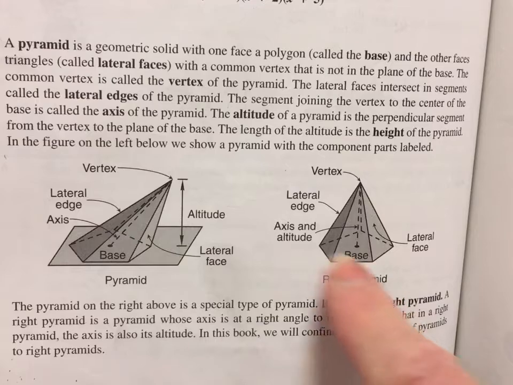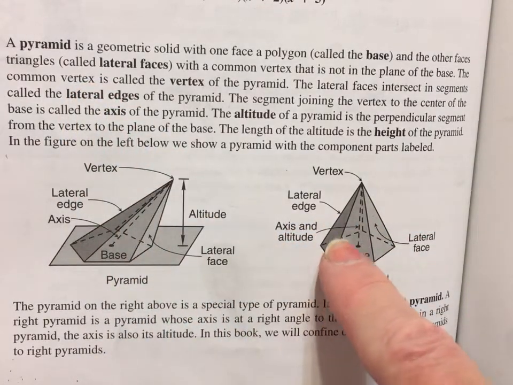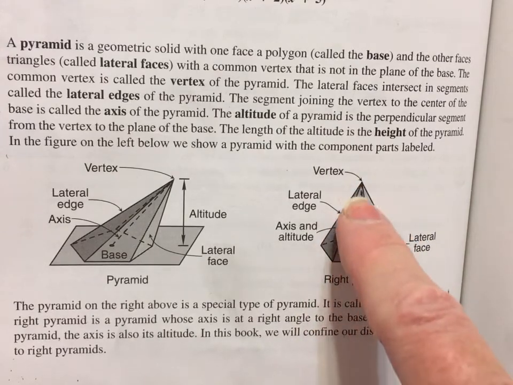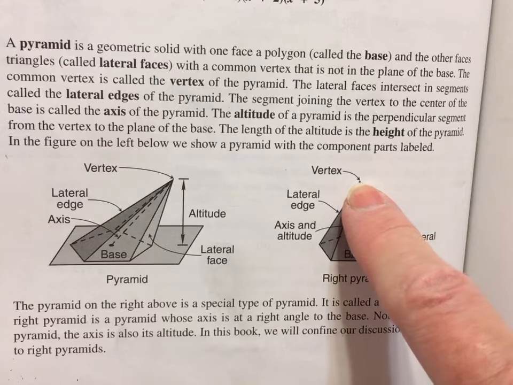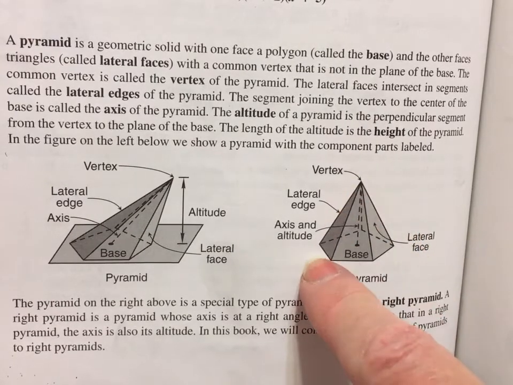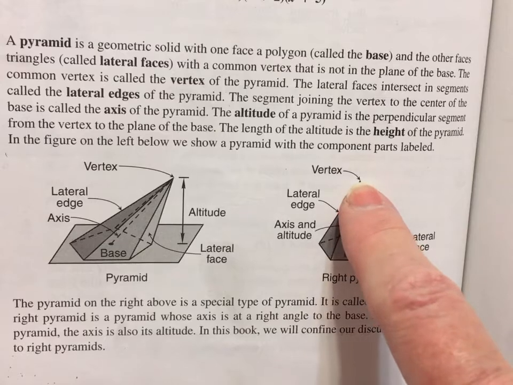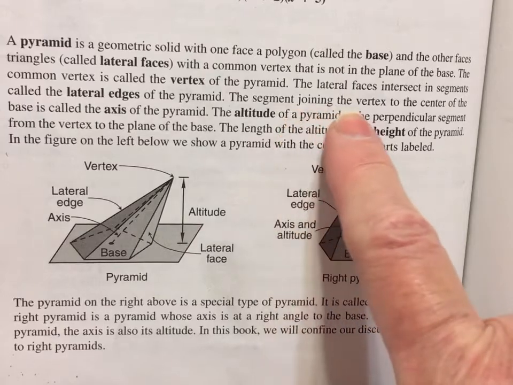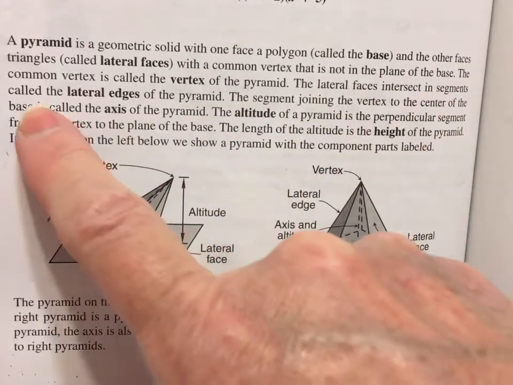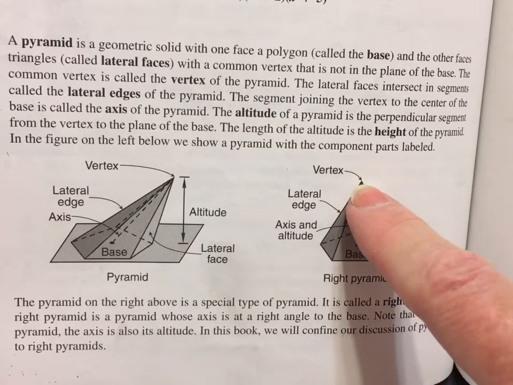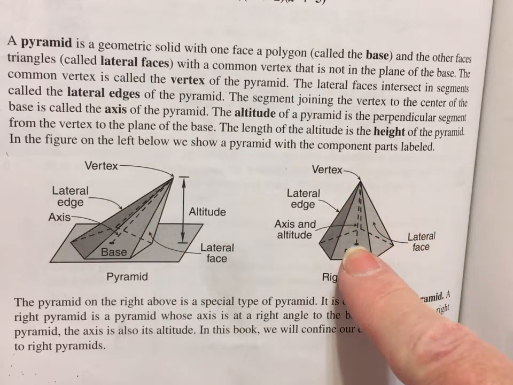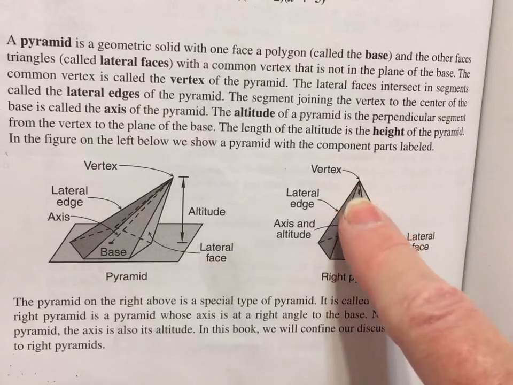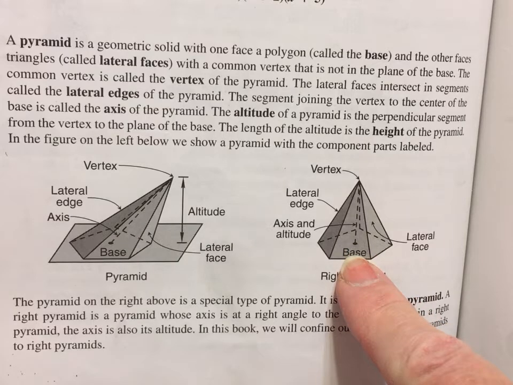Okay, now the common vertex is what they all go up to. That right there is where all of the lateral faces touch at that one point. So it's a common point to all of the lateral faces, and we call that special point the vertex of the pyramid. And the segment joining the vertex to the center of the base is called the axis. So if we were up at the vertex and we dropped a straight line down to the very center of the base, you see that little point there? All the way straight through, that's called the axis of the pyramid.